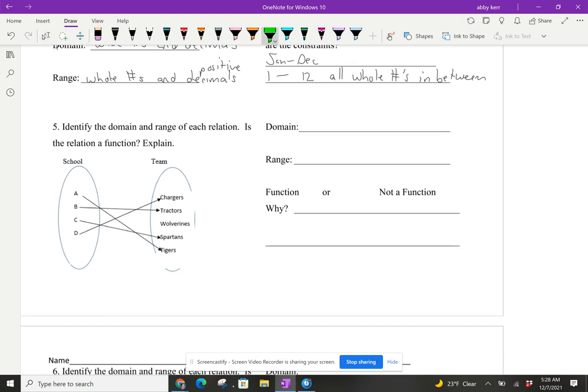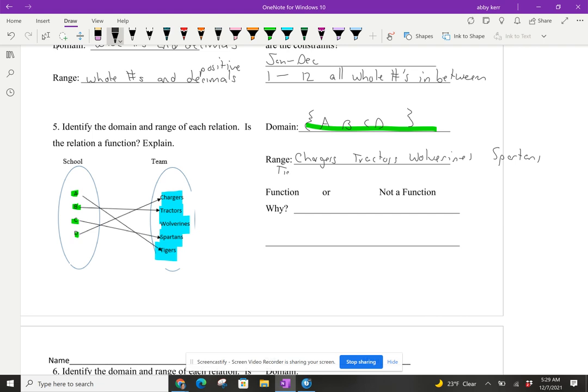Number 5, you want to look at the domain. Yes, the domain can be letters. Yes, they can be words, doesn't matter. So the domain is A, B, C, and D, whereas the range is our Y value. So that's Chargers, Tractors, Wolverines, Spartans, and Tigers. Now, if you look at the x's, each one only maps to one y. So this is a function.